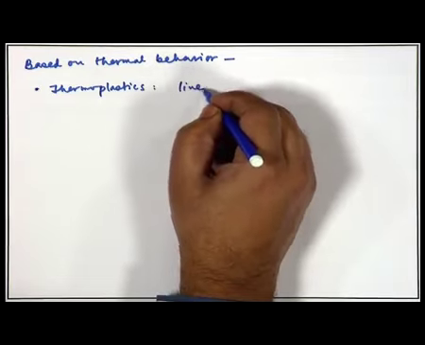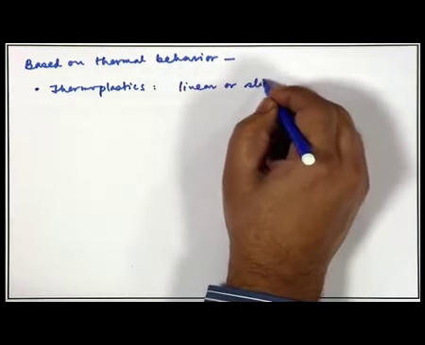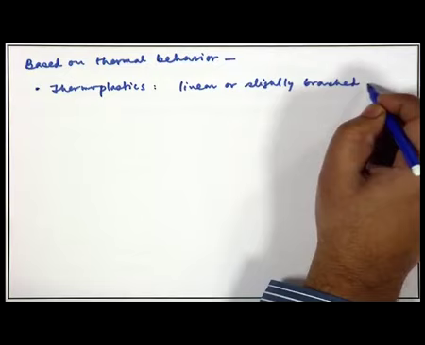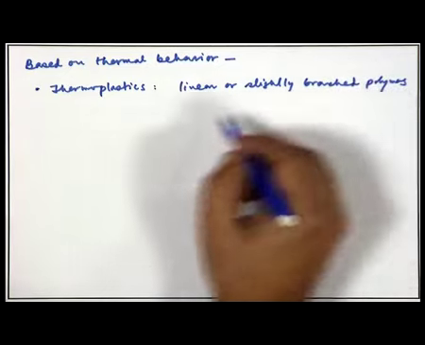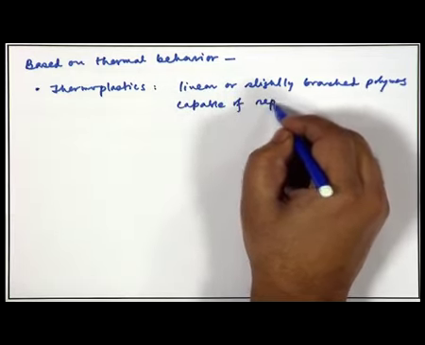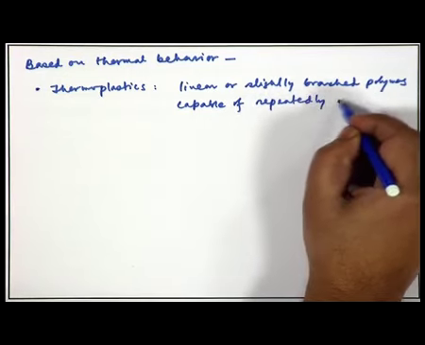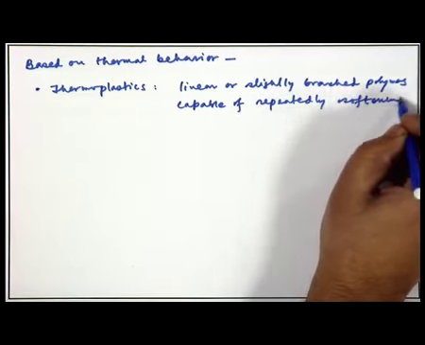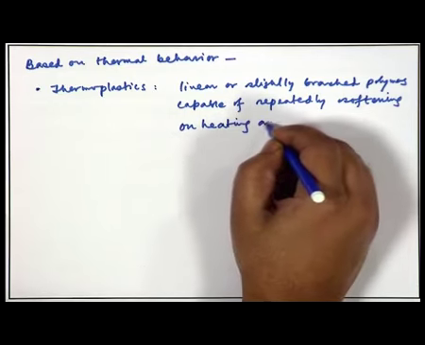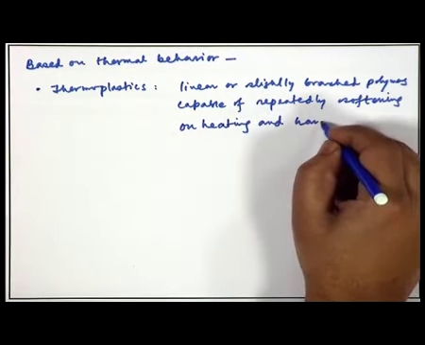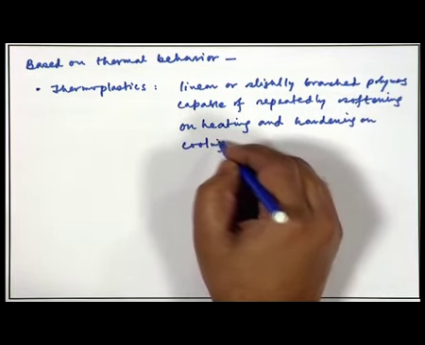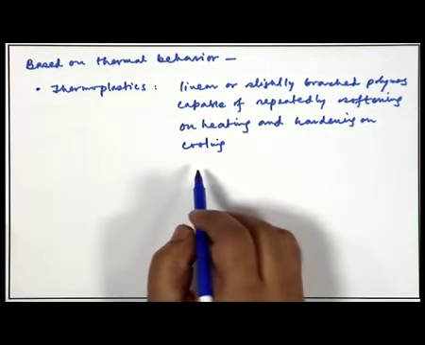In this case, basically these are linear or slightly branched polymers. They are capable of repeatedly softening on heating and hardening on cooling. So, you will have intermediate intermolecular forces.